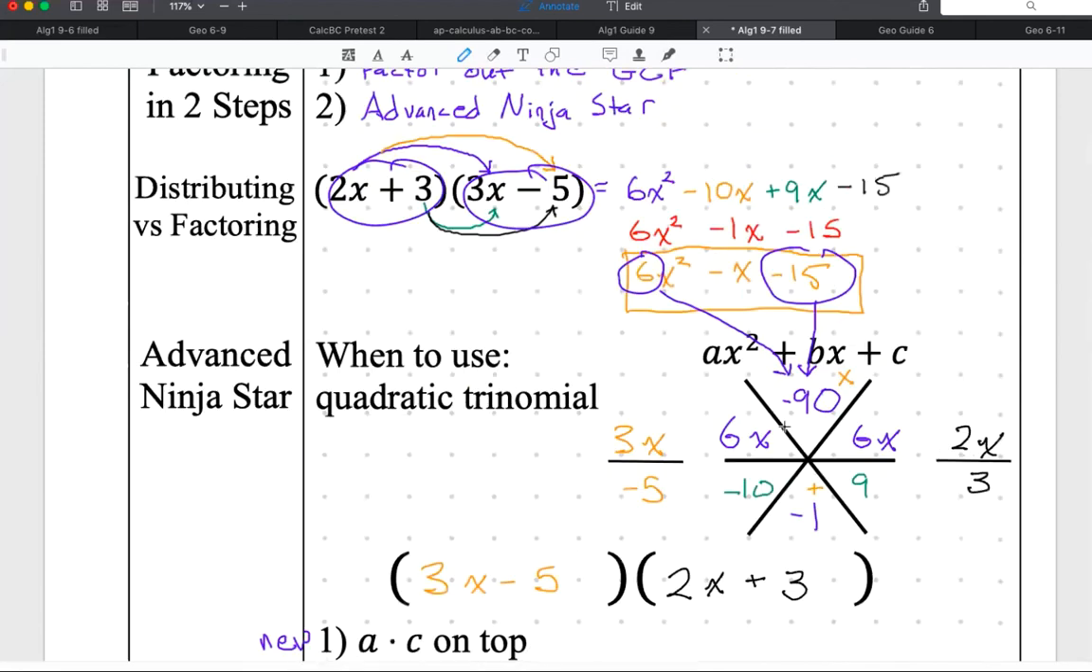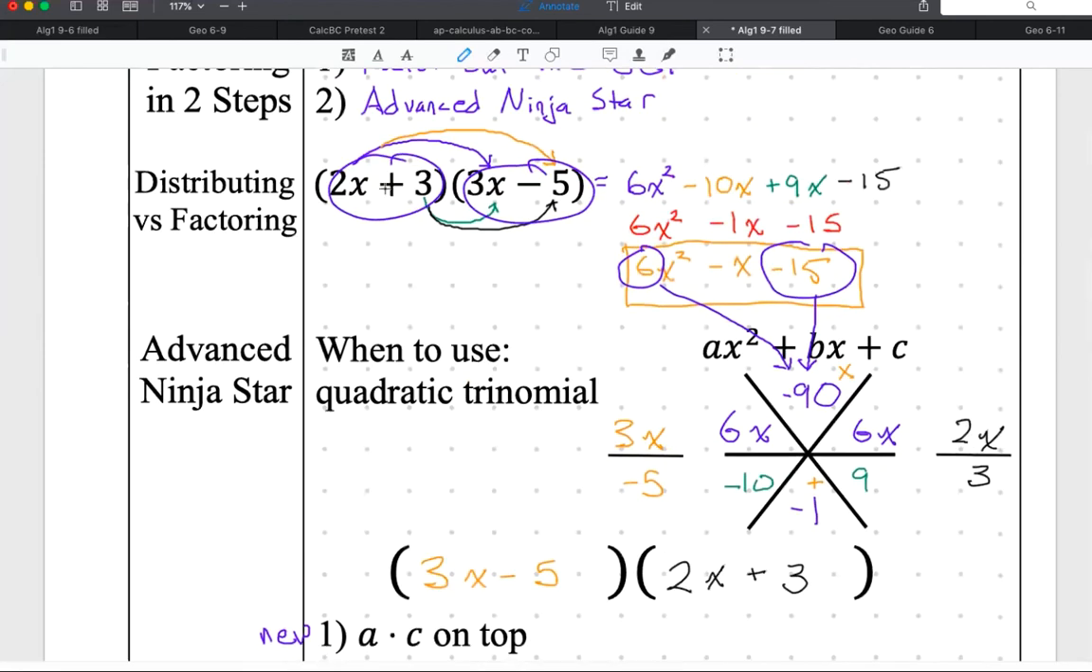And check it out. Look how it matches up with our start, right? It was 2x plus 3 times the quantity of 3x minus 5. We've checked our work already because we've gone forwards and backwards. That's how you can check your work when it comes to factoring and multiplying these binomials and trinomials.